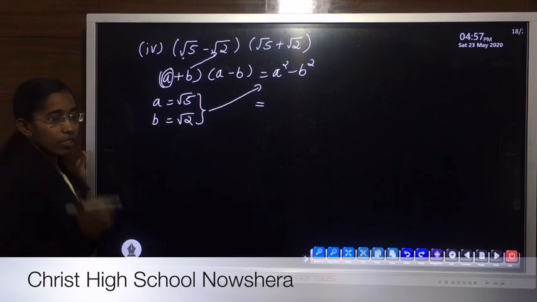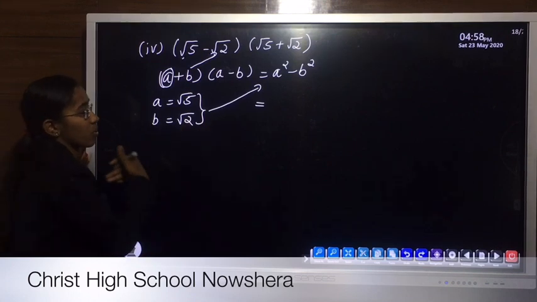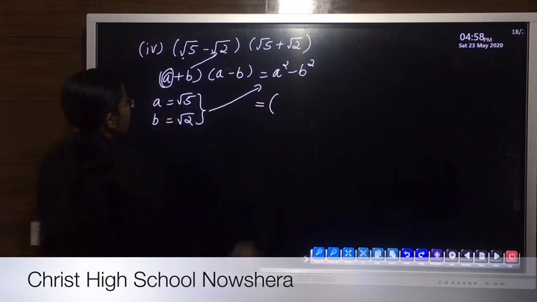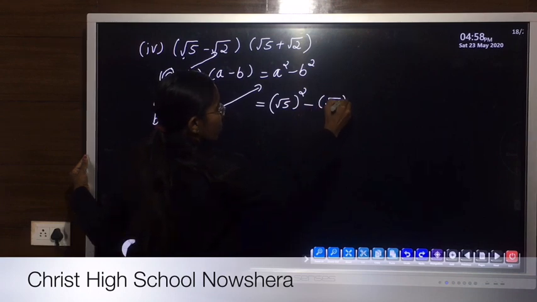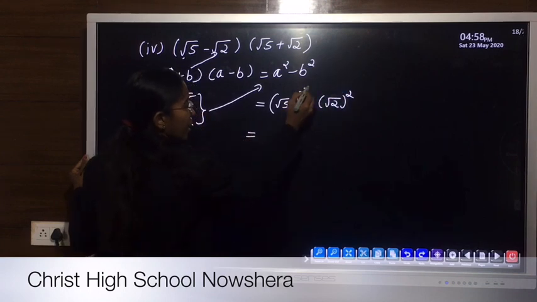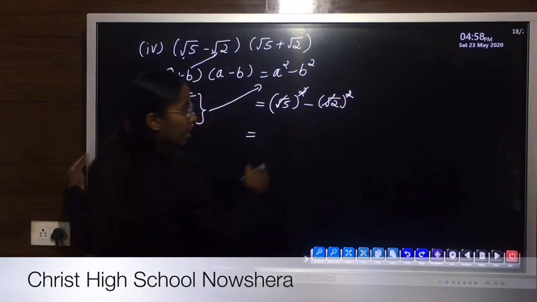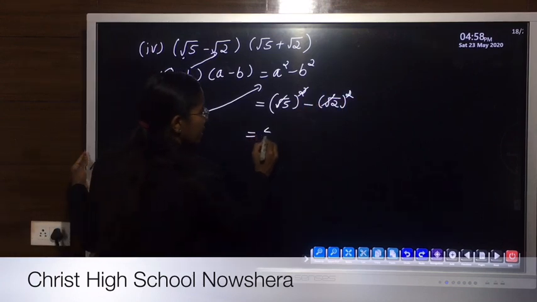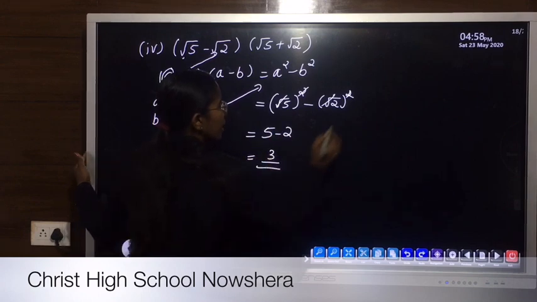Or we know that what is your first equation? Root a plus root b into root a minus root b equal to a minus b. This is that same equation. Just look. That is equal to root 5 whole square minus root 2 whole square. Here we can cancel this square and root. Here also we can cancel this square and root. What is remaining? 5 minus 2, that is equal to 3.